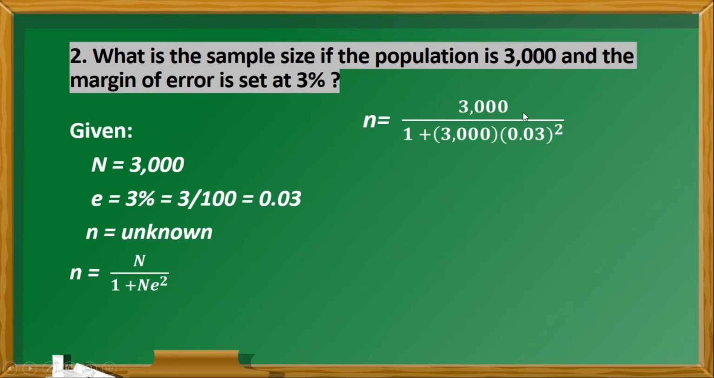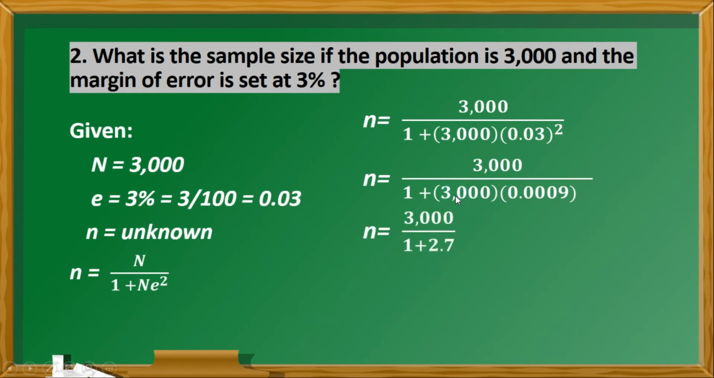Yung ating numerator, 3,000 pa rin kasi hindi pa rin napalitan yung ating population. Ayan, 3,000 ulit. At isulat ulit natin yung 1 dito plus yung 3,000 ulit kasi yun yung population. At ang napalitan lang ay yung margin of error natin. So, ngayon naman, meron tayong 0.03 squared. So, ito muna yung uunahin natin i-solve. 0.03 times 0.03 is equal to 0.0009.